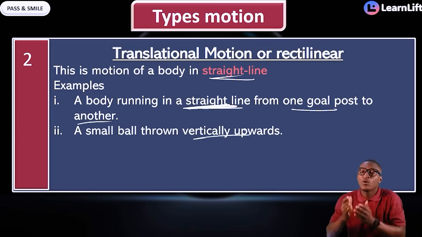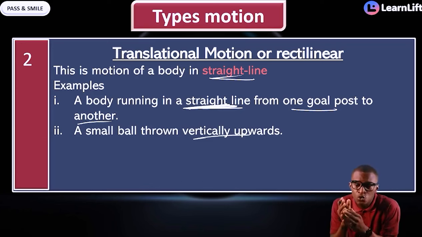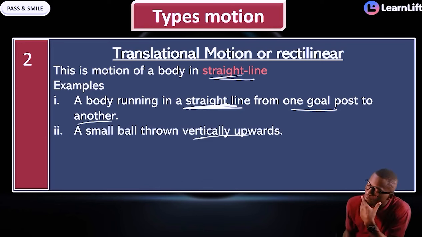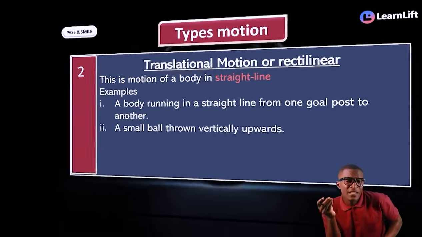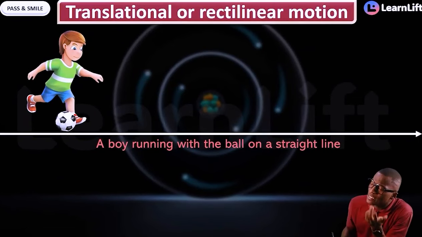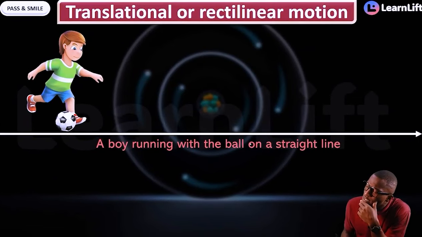You throw the ball vertically upward, the ball goes straight up. So when the ball is thrown vertically upward, this vertically here talks about a straight line. Are you seeing that? Practically now, let's see an example of this. You can see a boy running with a ball on a straight line.